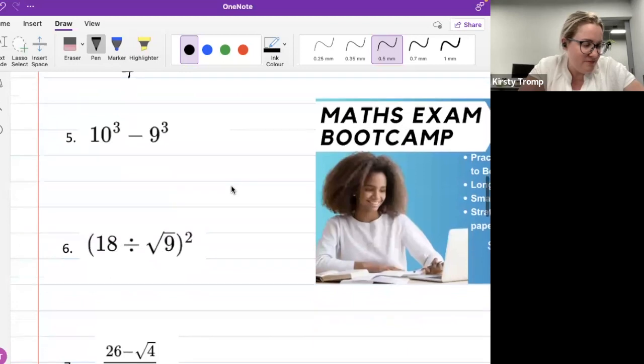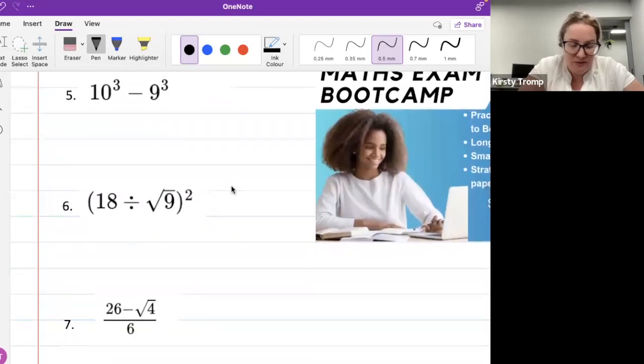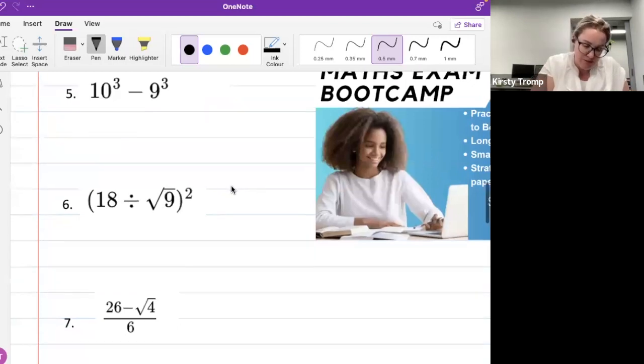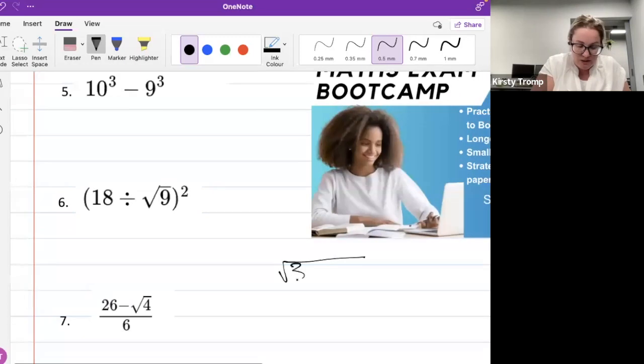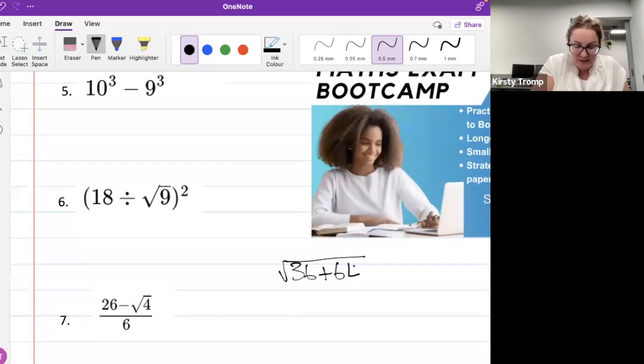Ma'am, can you please go back to number 3? Number 3, okay. Can I maybe put number 3 on the board here at the bottom, so that those people that are doing number 3 can see it? So number 3 was 36 plus 64 plus 3 to the power of 3, okay?